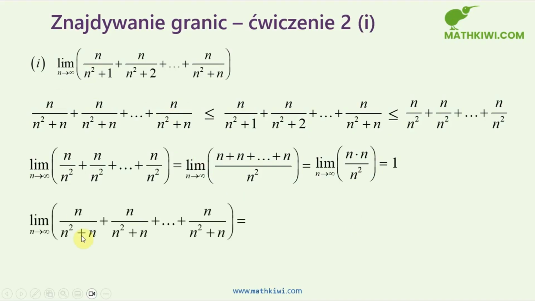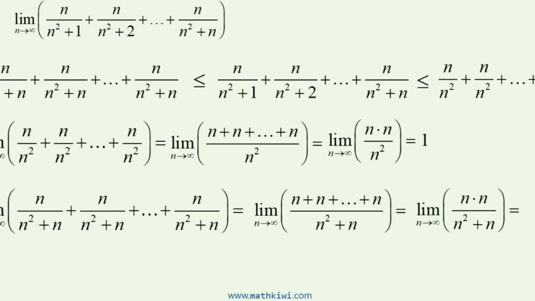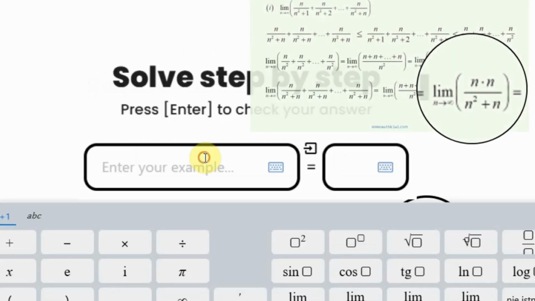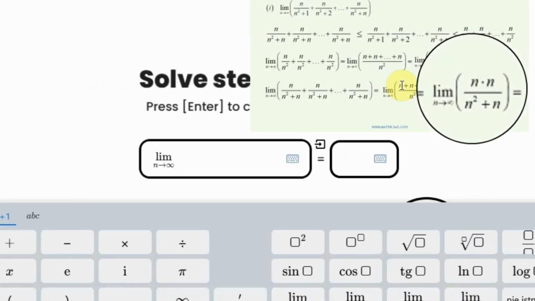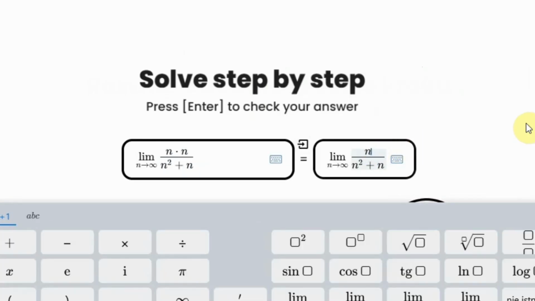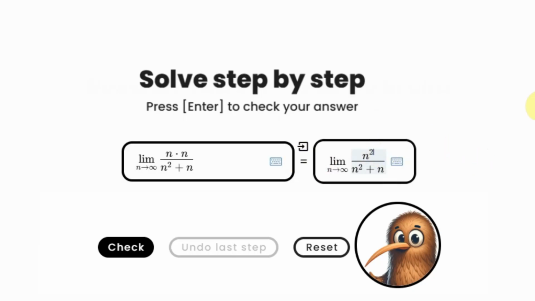n squared over n squared is 1, simply. Easy? Easy. The lower bound is like this, common denominator like this, n plus n plus n, n times, so it's n times n. And here, although it's not a difficult limit, we'll ask for help from our Kiwi. Let's go, Kiwi. There was such a limit. On top, it was n times n, and at the bottom, n squared plus n. On the top, n times n is, of course, n squared. Are we right, Kiwi? We are right because Kiwi signals us in green.